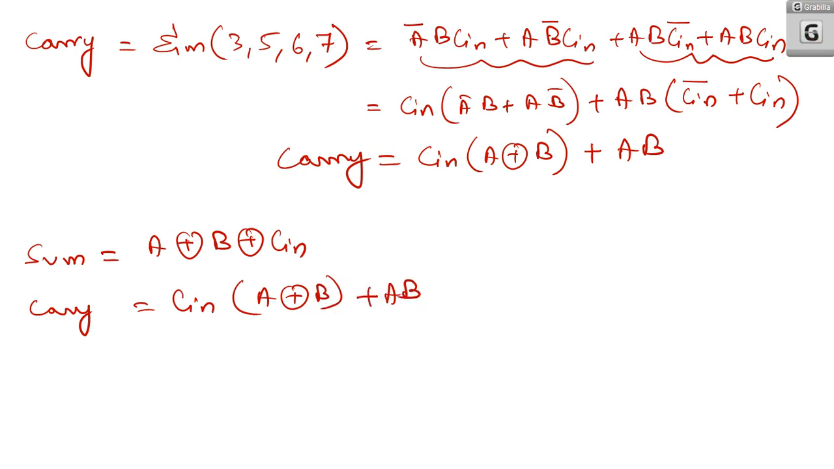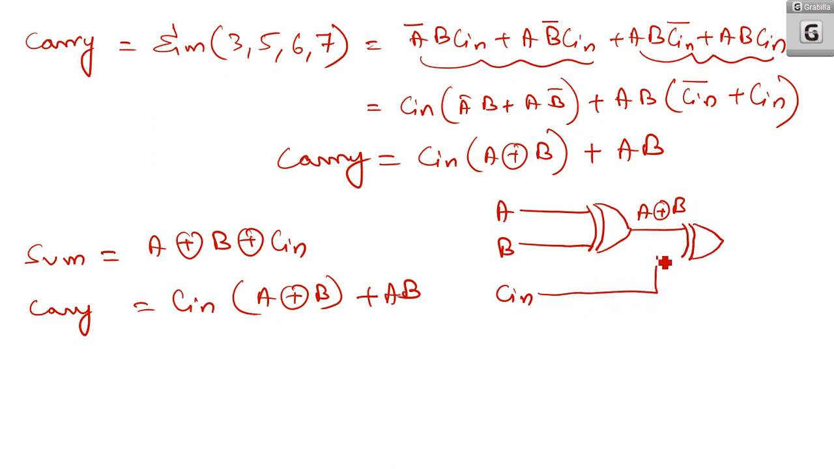Now let me draw it with the help of XOR gates. First I am having A, B and C in. Sum is A XOR B XOR C in, so it is an XOR gate. This is A XOR B, which is again given to an XOR gate, and C in is coming in. So here we get sum, which is A XOR B XOR C in.